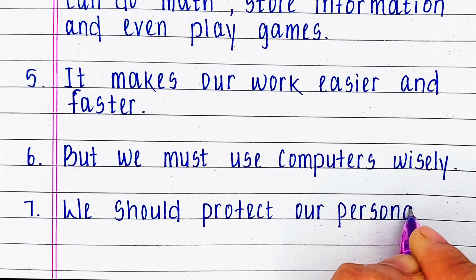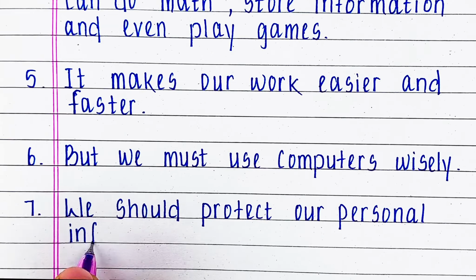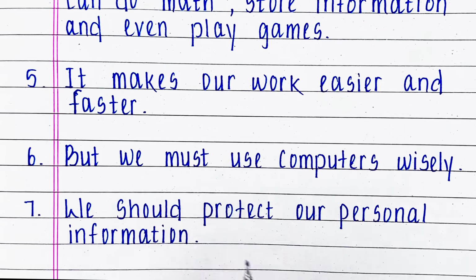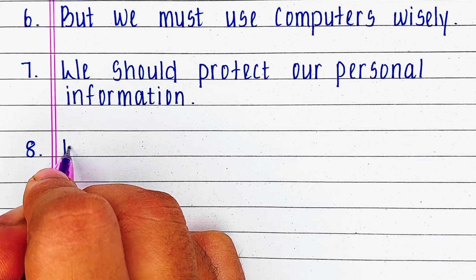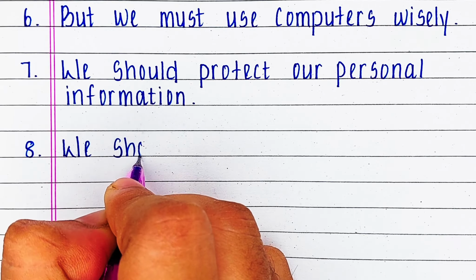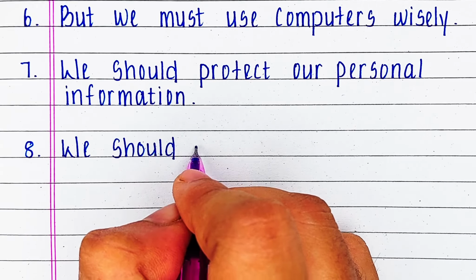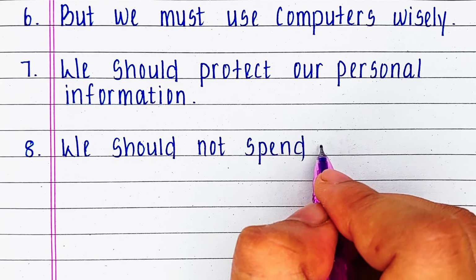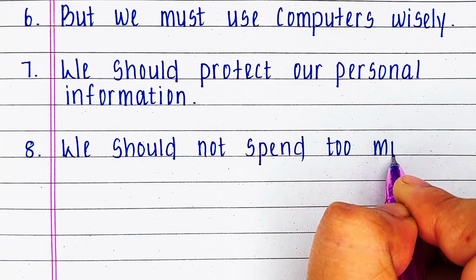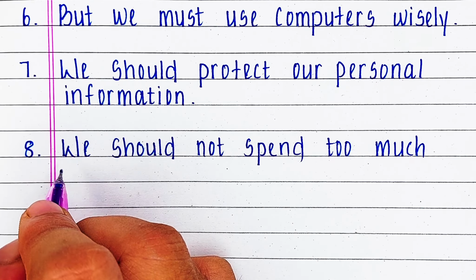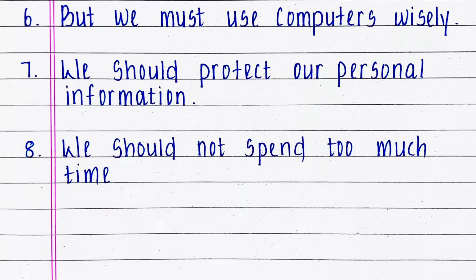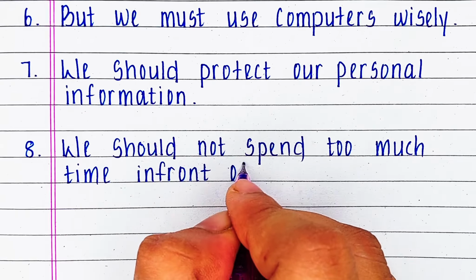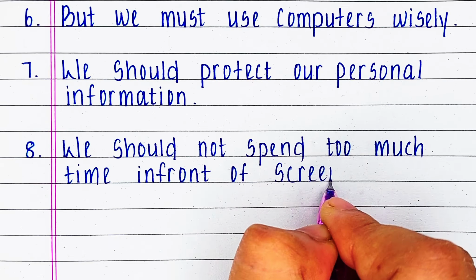Seventh line is: we should protect our personal information. Eighth line is: we should not spend too much time in front of screens.